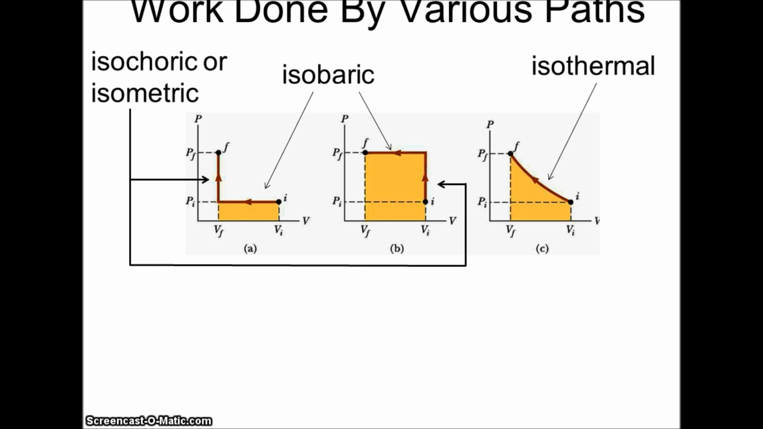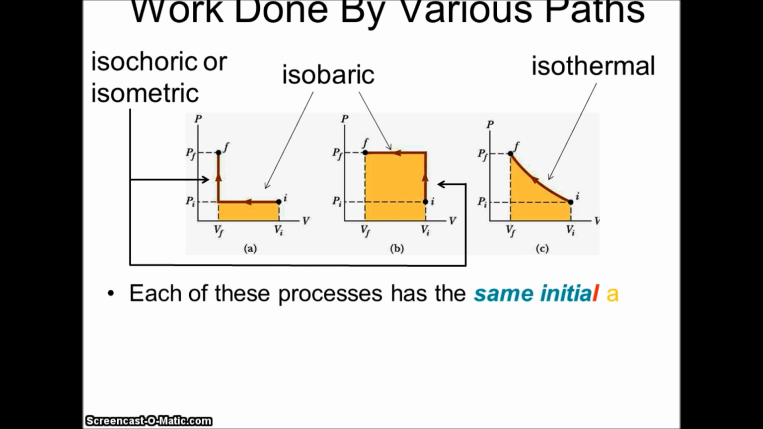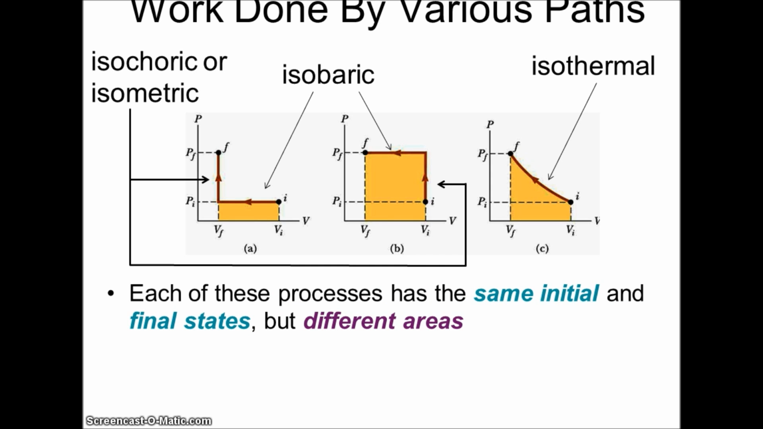So here we have three different processes. They all start at the same initial and they all have the same final states. But notice the area underneath the curve is different. It's the most in B and it's the least in A and C somewhere in the middle. So there's different amounts of work being done. By the way, the names of the processes are shown here.